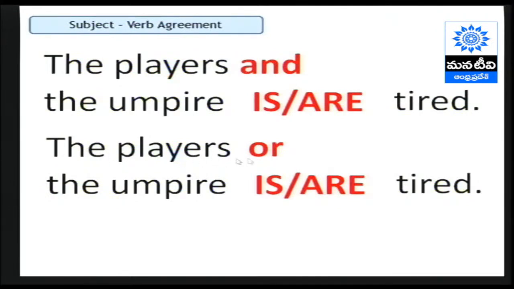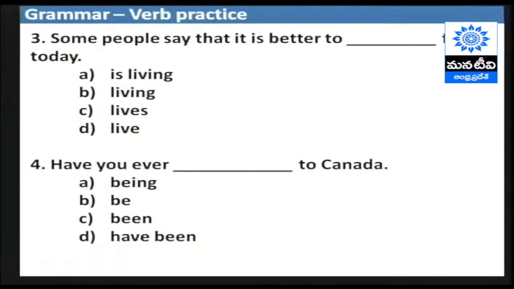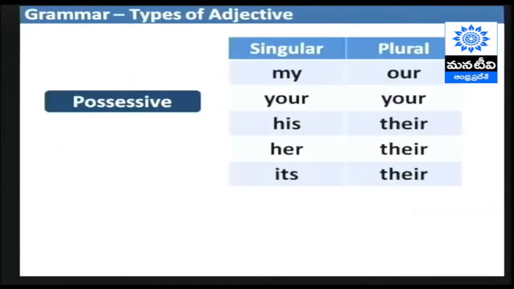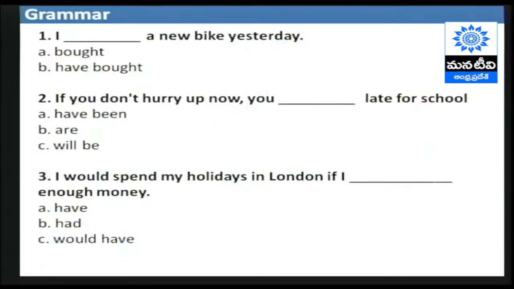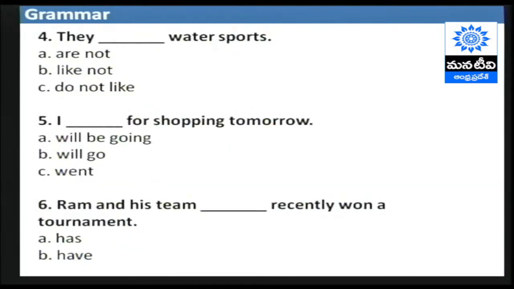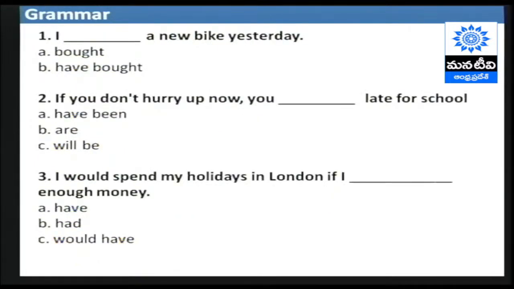The players or the umpire is tired or are tired. Here you will use is tired because this is an or situation. If it is or, the closest subject after the or is umpire, which is singular. And if I have a singular subject, I will use a singular verb. When we look at some more questions, you will be able to identify more such situations. Now when you see a question, you will be able to identify the correct answer. Alright, so let's move on.